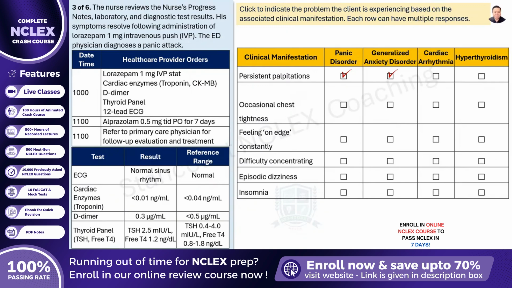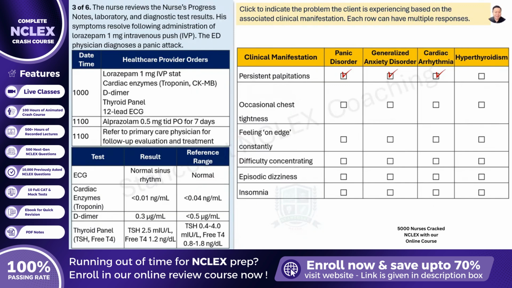And palpitations is also associated with cardiac arrhythmia. So this is a classic cause of palpitations like atrial fibrillation or SVT. And even though the ECG was normal, arrhythmias can come and go, so you cannot rule it out yet based on a single reading. So you gotta keep it on your radar.